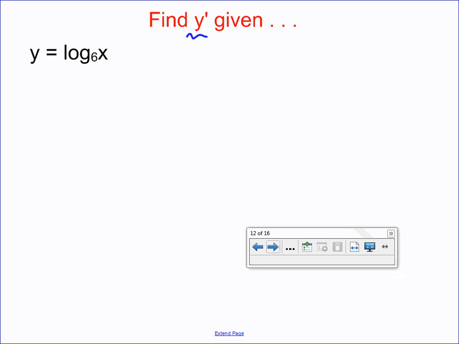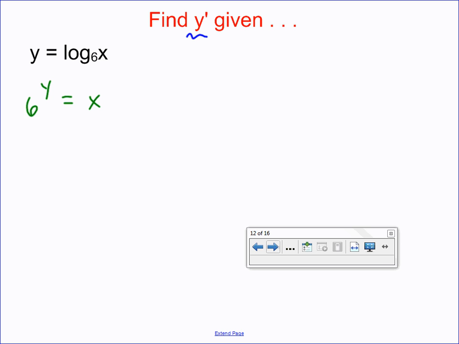base 6 of x, our old school method would be to rewrite using our definition of logarithms. Y equals log base 6 of x if and only if what to the what equals what? Well, y equals log base 6 of x if what to the what equals what? Jake? 6 to the y equals x. Awesome.